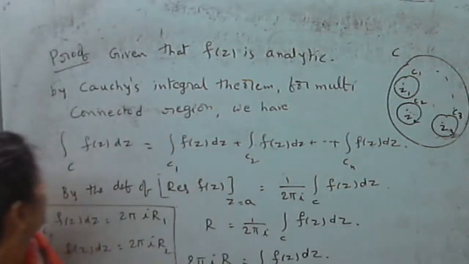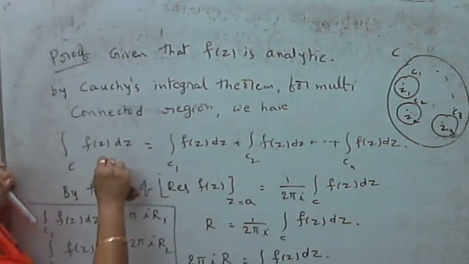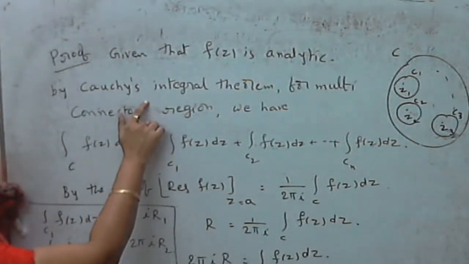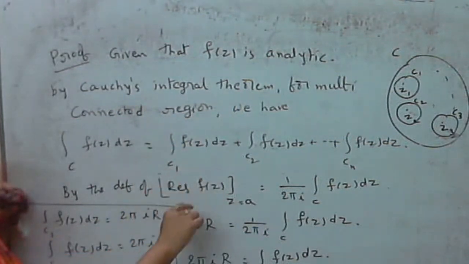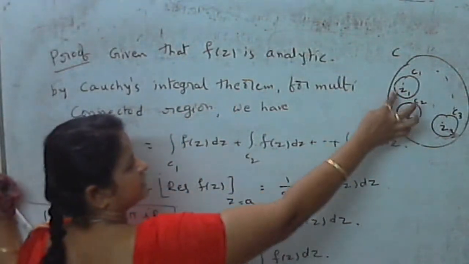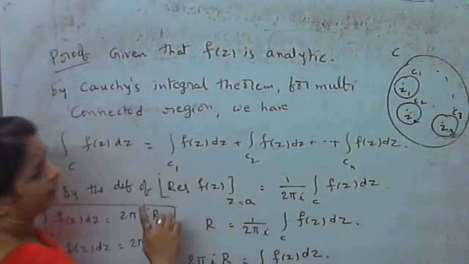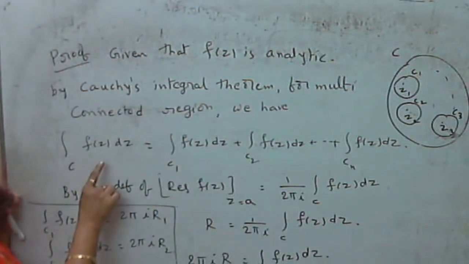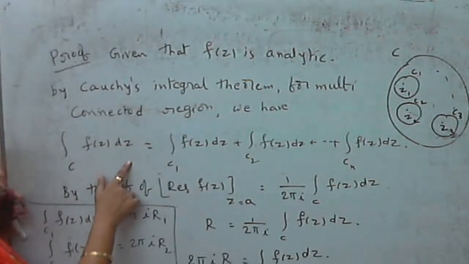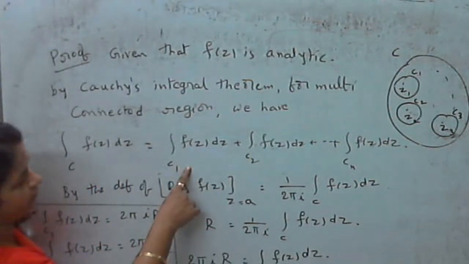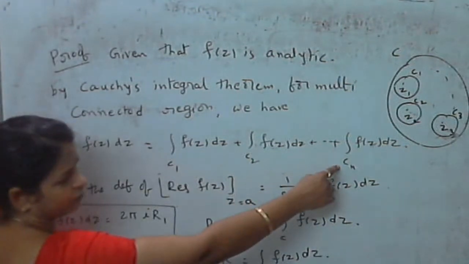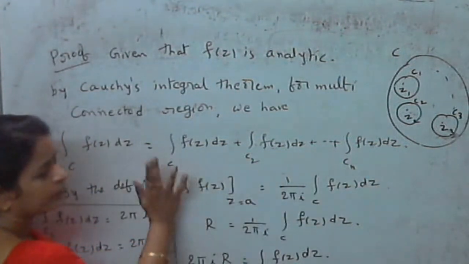So first, given that f(z) is analytic, by applying Cauchy's integral theorem for multi-connected region. So these are several regions. By applying the multi-connected region theorem, we will get the integral over C of f(z) dz equal to the integral over C1 of f(z) dz plus the integral over C2 of f(z) dz plus and so on plus the integral over Cn of f(z) dz.